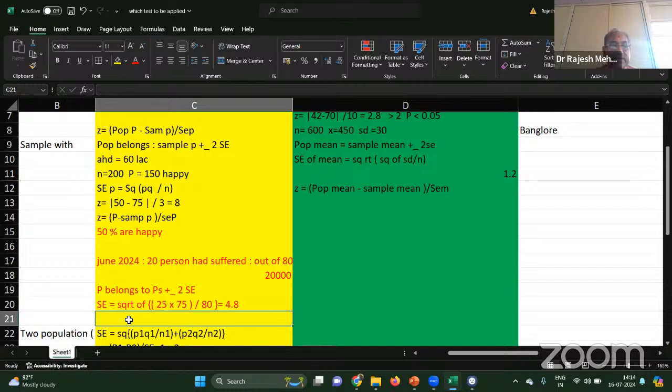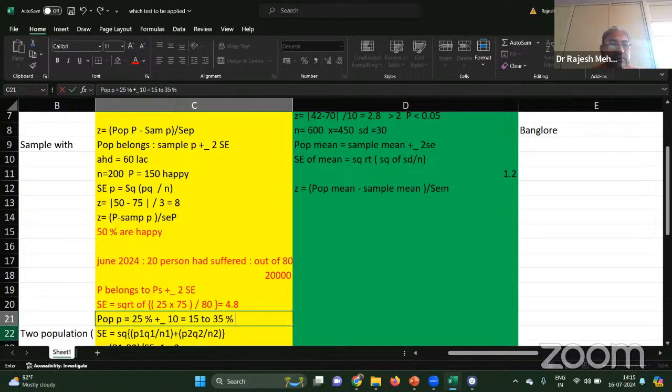It means that the population proportion is equal to the sample, which is 25% because 20 out of 80, plus minus 4.8 times 2. So 9.6 is almost 10. So we can say that in a population it will be between 15 to 35%.